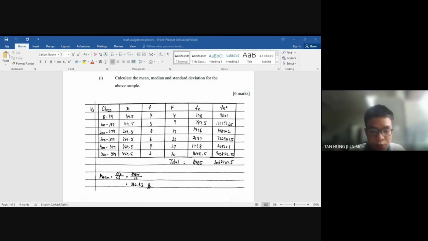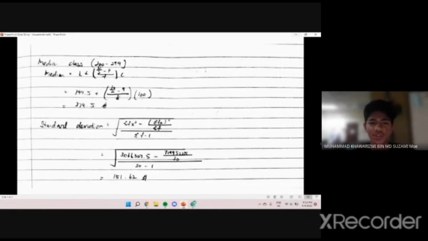Muzamil, can you explain to us how we get the median and standard deviation? Sure, Hunjun. To get the median, we need to apply the formula L plus bracket n over 2 minus capital F over f, close bracket, and multiply with C. So we just need to substitute the values: 199.5 plus bracket 30 over 2 minus 9 divided by 8. And next we need to multiply with 100.